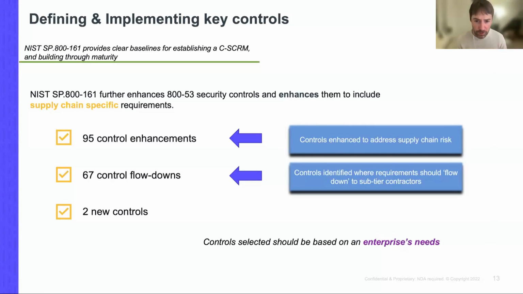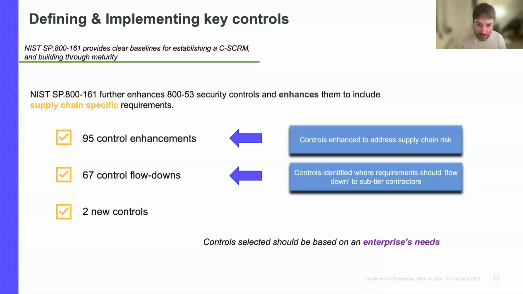There are additional control flow downs, so controls where requirements should flow down to further sub-tiers. So again, thinking about your immediate third parties and where you may need to ask them to enforce additional controls further down to their contractors and their contractors, and so forth. And 2 new controls are added around maintenance monitoring and supplier inventory.